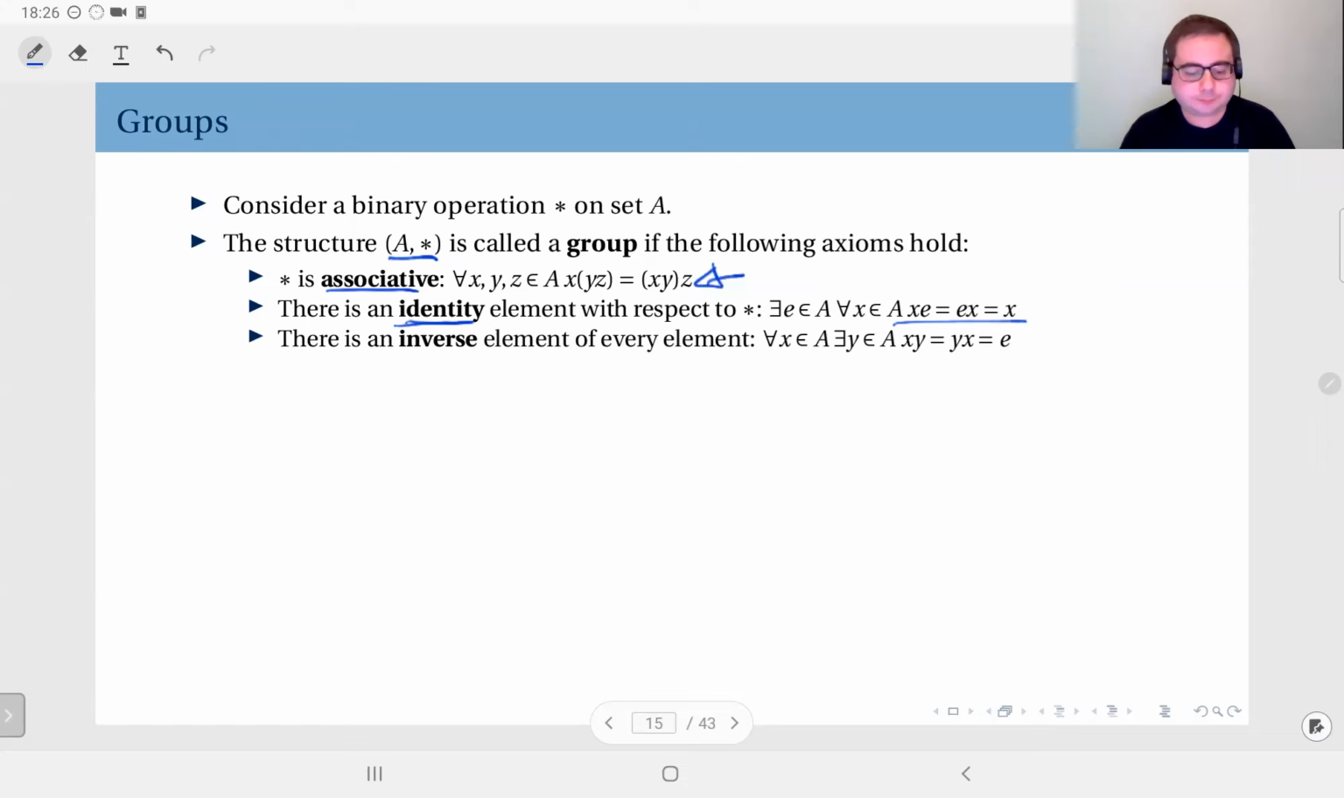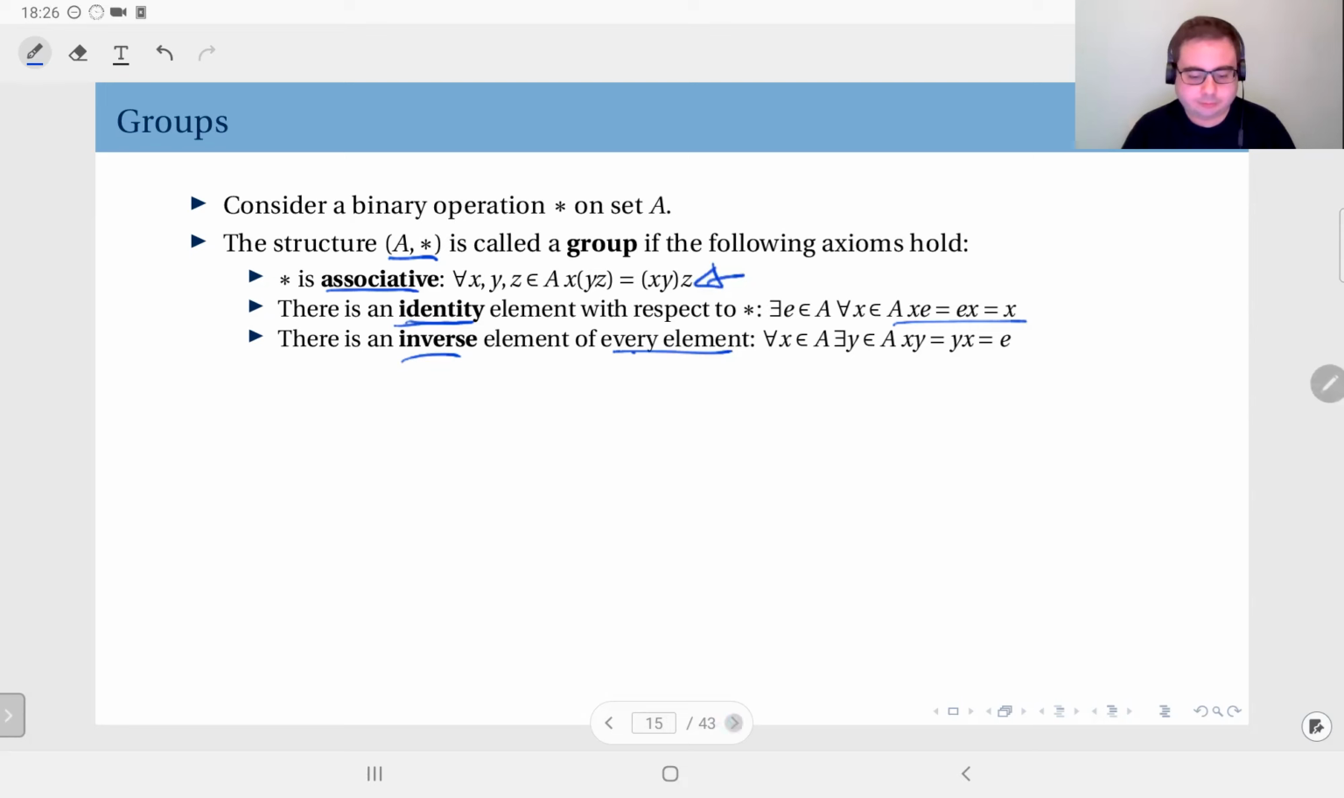And number three, there is an inverse element for every element. Again, I'm not specifying left or right, so this means it should be both left and right. This structure we call a group. Now, what you have to be careful about here is the operation does not have to be commutative. You have to be aware of this. It has to be associative, but it doesn't have to be commutative.